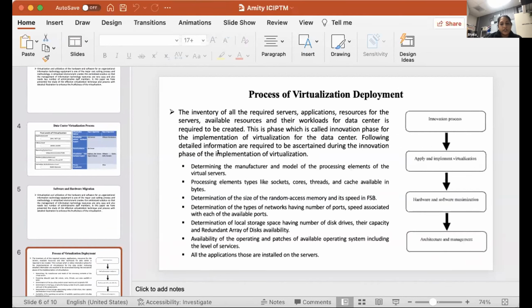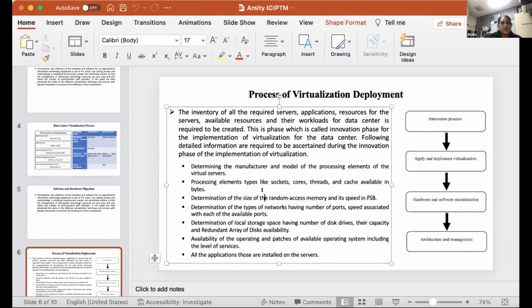The following detailed information is required to be ascertained during the innovation phase of the implementation of virtualization, because we need to determine the manufacturer and the model of the processing elements of the virtual servers. And we need to know the processing elements like sockets, cores, threads, and cache available in the bytes. And we need to determine the size of random access memory and its speed.